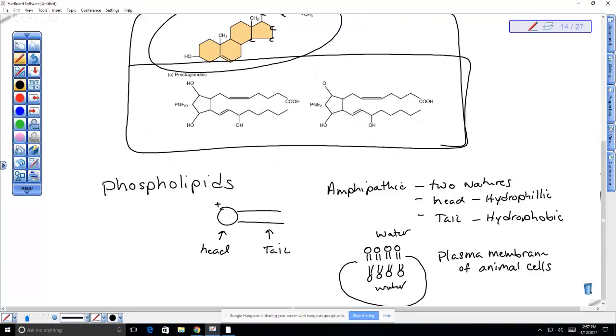Is this the same as the sperm concept? No. The sperm and the tail is different. The tail is, it's not the same. So the tail of a sperm is protein.